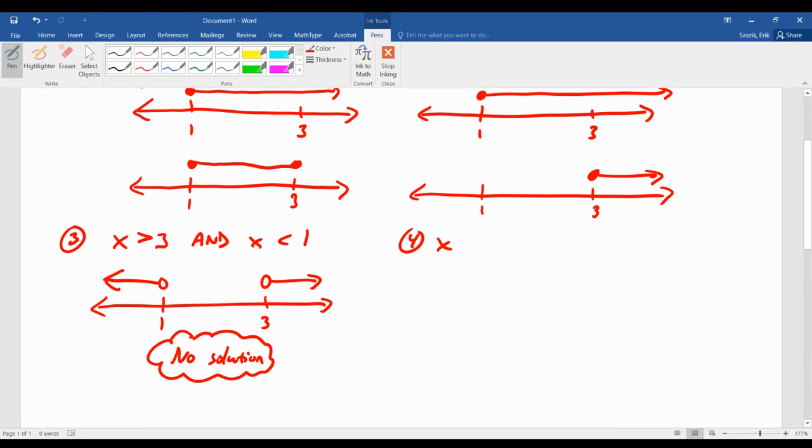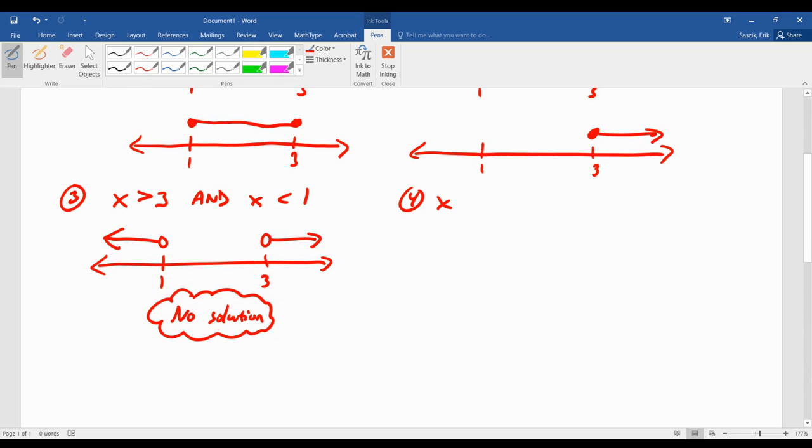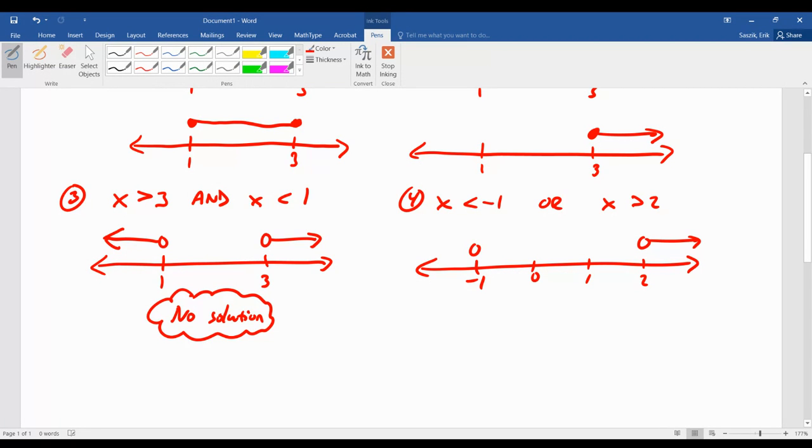Now let's go ahead and explore some similar things, but we're going to change the word. Okay. So we're going to do x is, let's do x is less than -1 or x is greater than 2. So I'm going to set up my number line. -1, 0, 1, 2. Greater than 2 would be an open circle going to the right. Less than -1 would be an open circle going to the left.